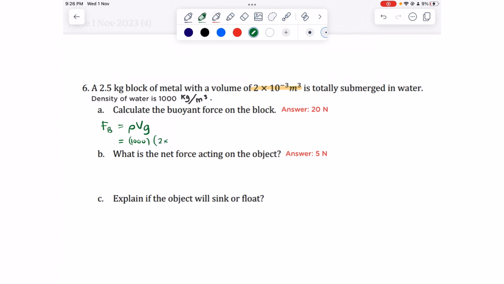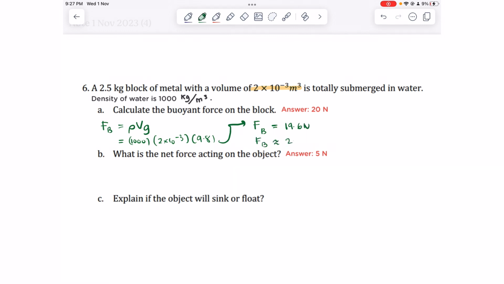That's 2 times 10 to the power of negative 3. And g here is the acceleration due to gravity, which is 9.8. We put these values in the calculator, then we will have the buoyant force on the block is equal to 19.6 Newton, or approximately equal to 20 newtons.